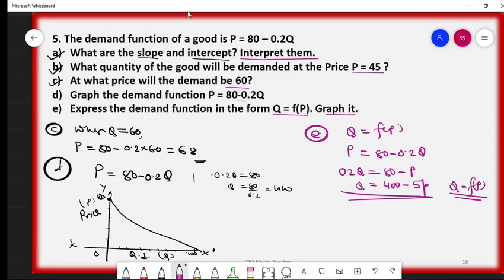Now the graph. What's the difference between this graph and the earlier graph? On the vertical axis here will be quantity, here will be price. So when P is 0, Q is 400. Here will be 400, here will be 80. The function will be like this. This is 400, this is 80. In this way you can draw this graph.